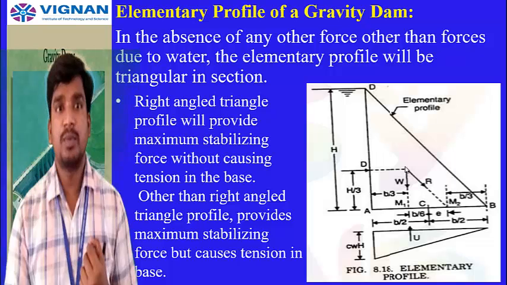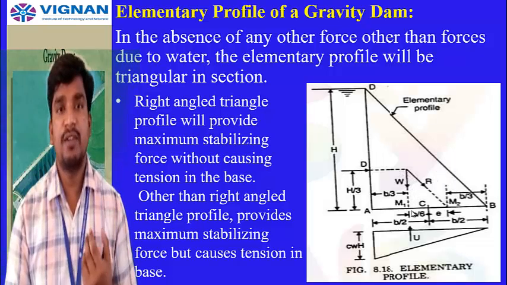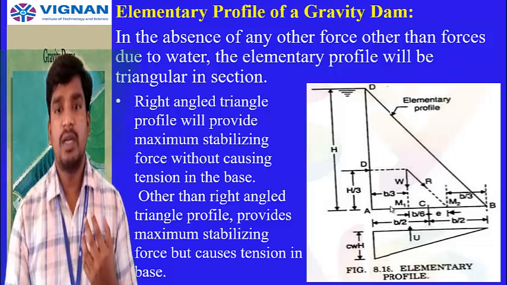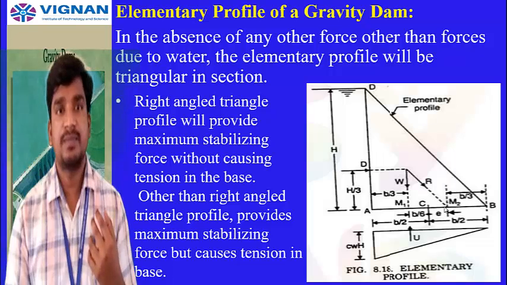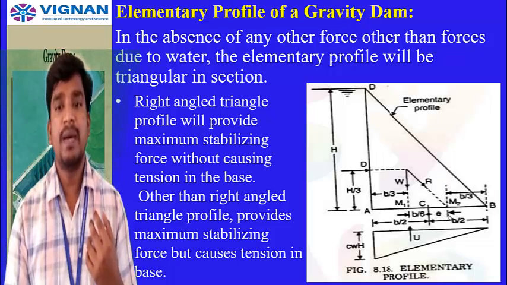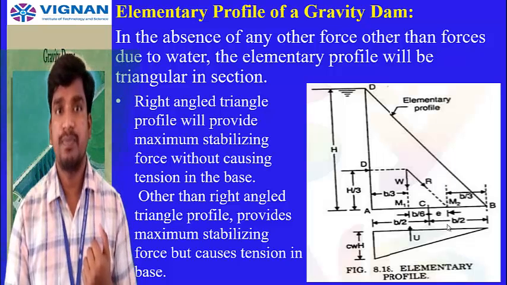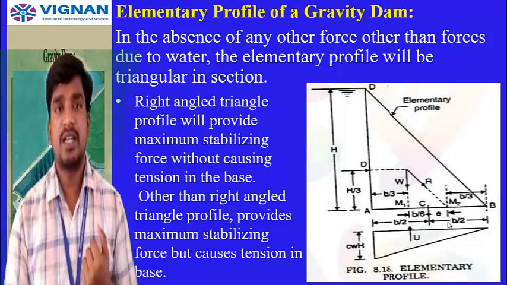Now the weight of the dam acts vertically downwards in this direction. These two forces, horizontal and vertical, water pressure and weight of the dam, are acting at this location. The resultant force R is acting in this direction, at an eccentricity of b by 6 from the center of the base of the dam.